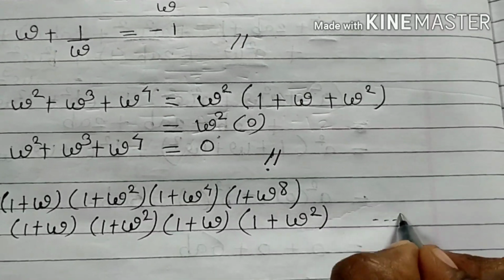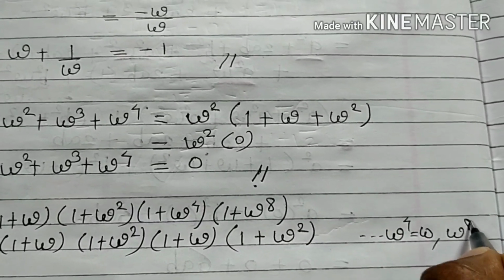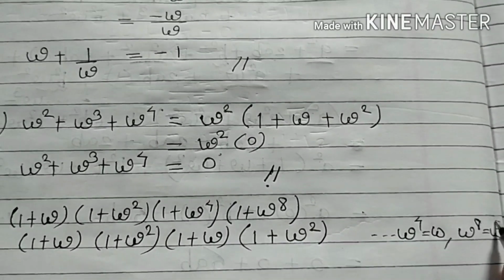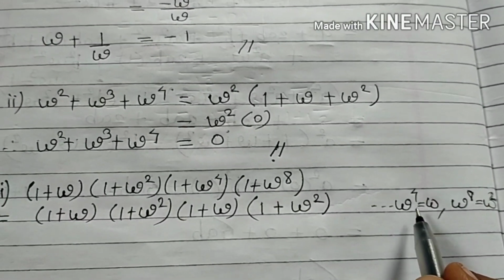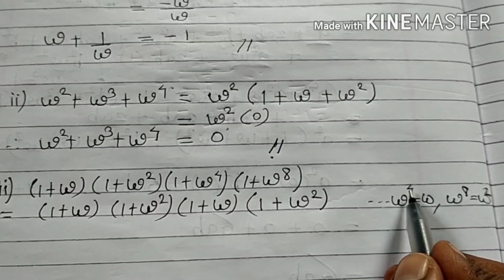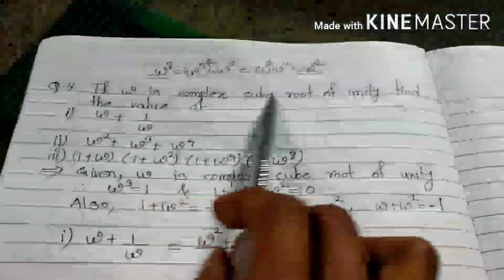You can write here omega raised to 4 is equal to omega, and omega raised to 8 is equal to omega square. Or also you can find omega raised to 4 is omega, so after squaring it is 8 and it is omega square. No need to find this way, okay.